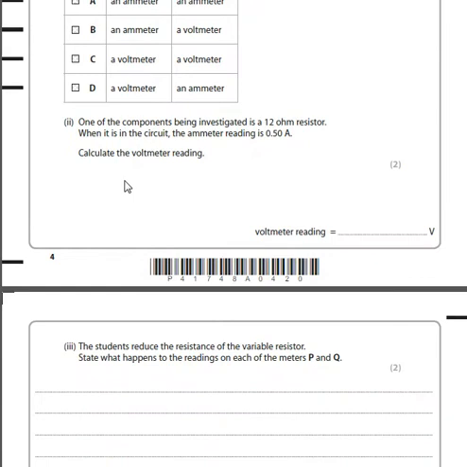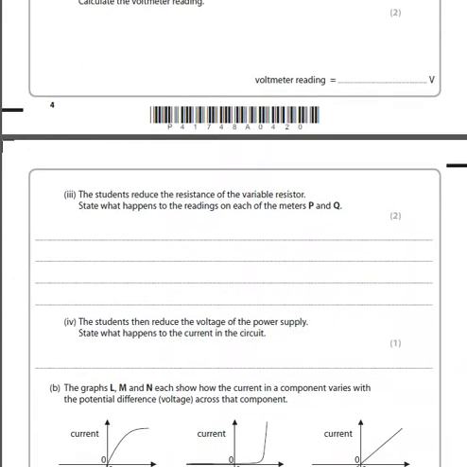So the first thing I'm going to do here is write V equals I times R. I've been asked for the voltmeter reading. The current is 0.5, that's the I. The resistance is 12, that's the R, so it's 0.5 times 12, and if I wrote that down I would get 1 mark, and then the correct answer is a half of 12, which is 6, and that gets me the second mark. It then goes on to say that the students reduce the resistance of the variable resistor.